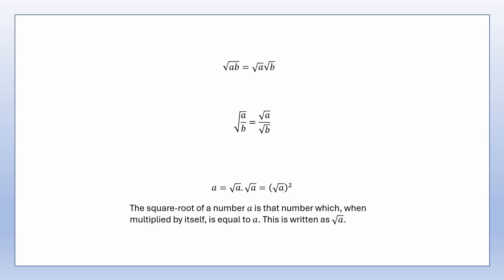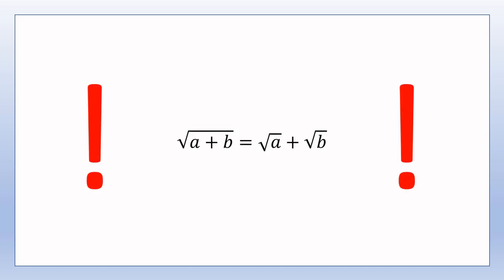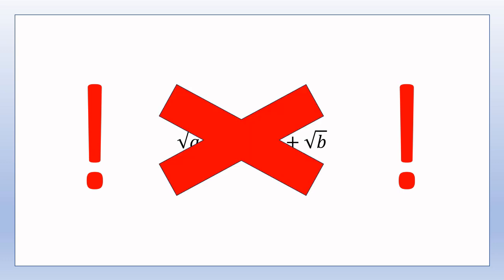And note that we do not have in general that the square root of a plus b is equal to the square root of a plus the square root of b, for example. This is a very common mistake that people often make when dealing with surds. Suffice it to say that this is not a rule of surds.